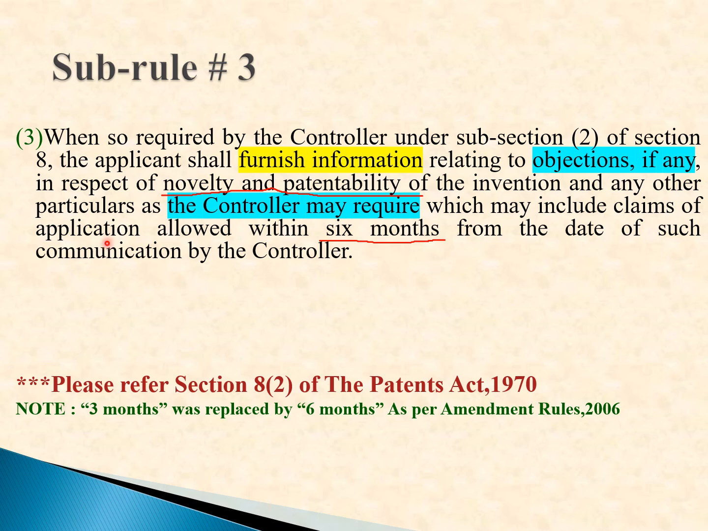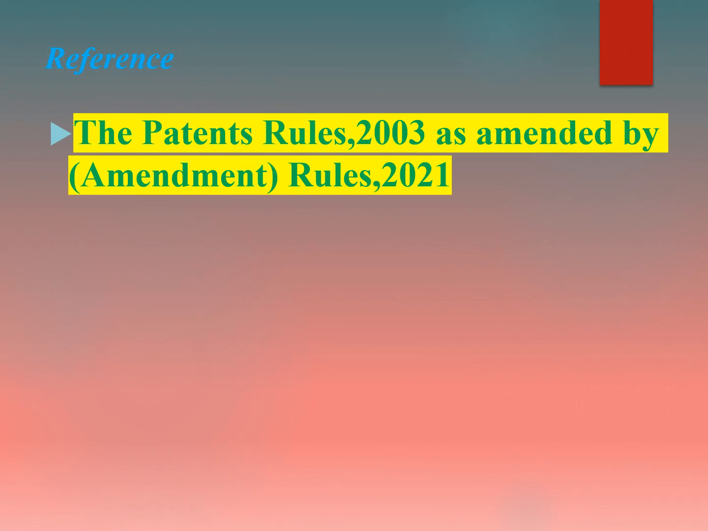For this sub rule, please refer to section 8 subsection 2 of the Patents Act 1970. That means sub rule 3 of rule 12 with subsection 2 of section 8. Just remember these things. It will be easier. The reference is the Patents Rules 2003 as amended by Amendment Rules 2021.